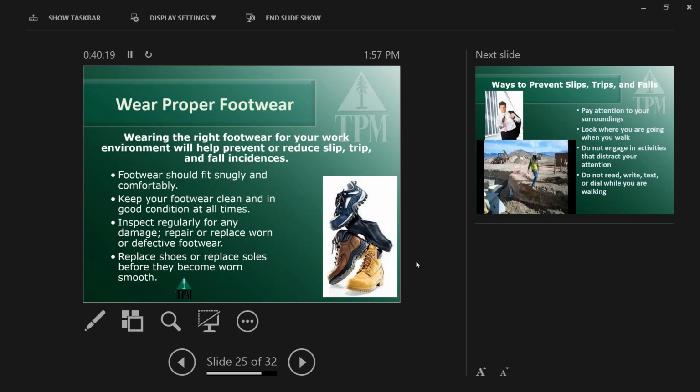And it's just got to keep them clean, in good condition, and wear something that has a good sole to it, and have an understanding of, once you get to a certain point, you've got to replace those. And a lot of you guys have where they have an allotment or an allowance for shoes every year.